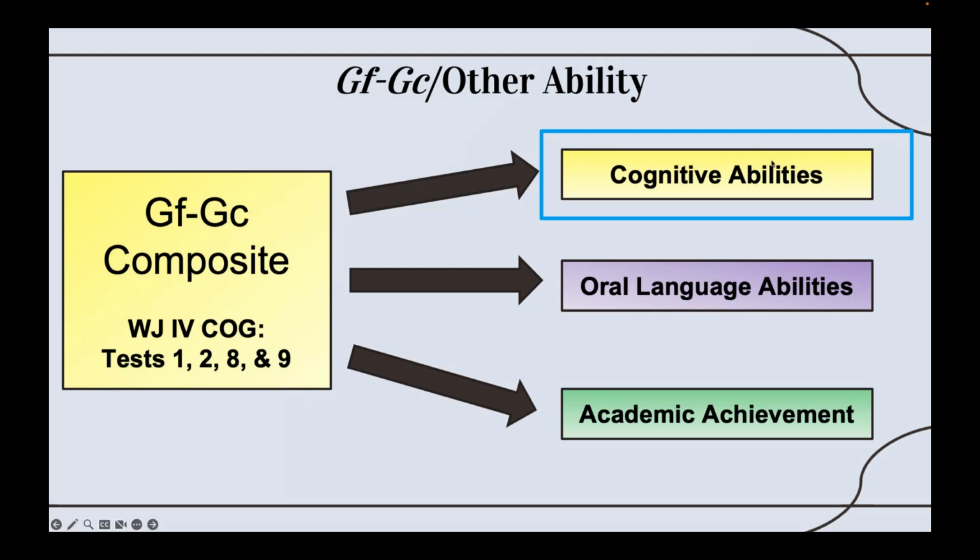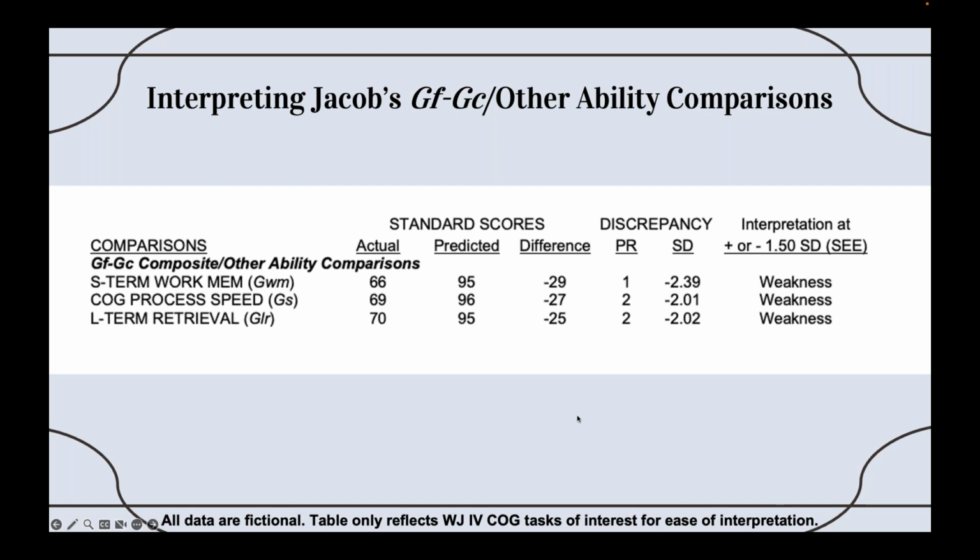So by using this form of comparison, the GFGC to other ability, what this allows the neuropsychologist to do is compare Jacob's overall verbal and nonverbal reasoning skills to other areas of cognitive ability. You might be asking, what are some of those other areas that you can compare his reasoning skills to? Well, if you take a look here, the neuropsychologist is able to compare his overall reasoning skills to his cluster performances in short-term working memory, cognitive processing speed, and long-term retrieval.